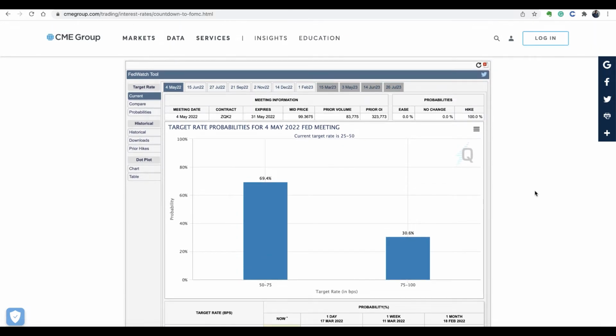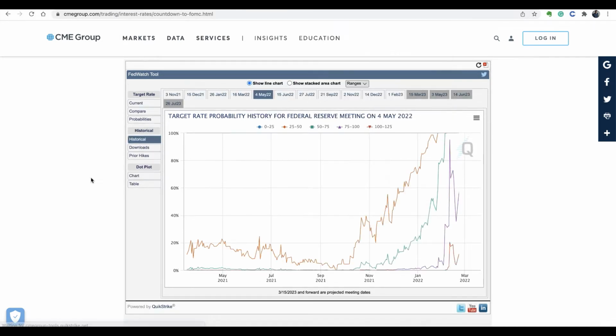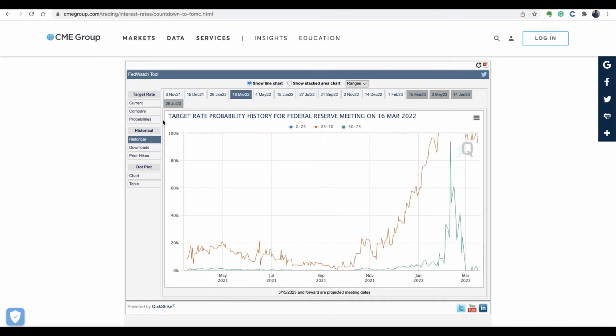Trading is all about change. It's all about dynamics. So, for example, if you go to the historical tab here and let's try to assess the probabilities for March 2022 for the upcoming meeting, you might notice that we had some modest probabilities of an interest rate hike to be raised one step to 25 and 50, and the probabilities started to move up substantially at the end of 2021.